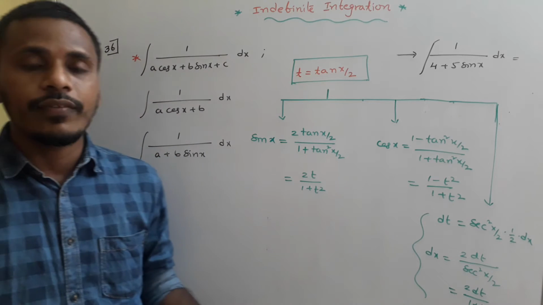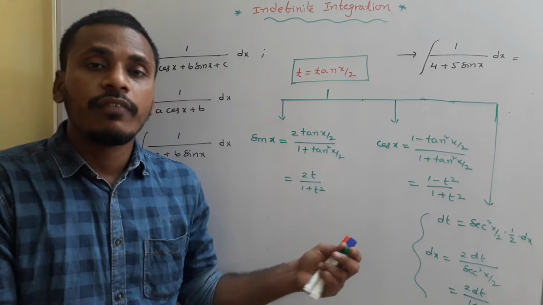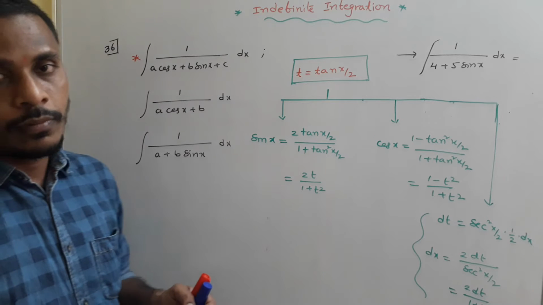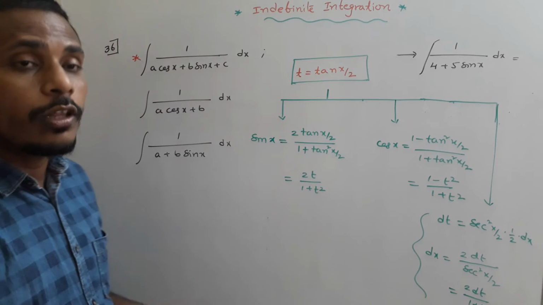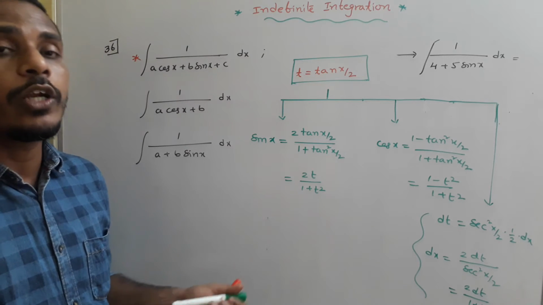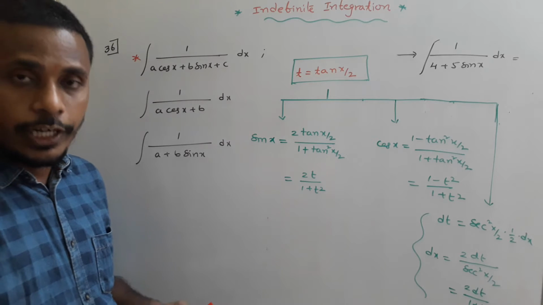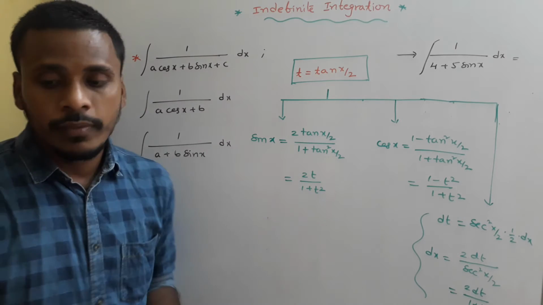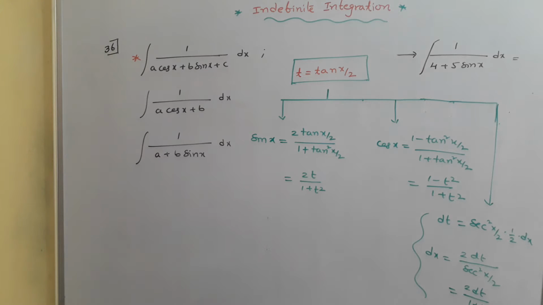Now try to convert the given problem completely in terms of t with this suitable substitution. Okay, now how the problem will become and how we need to solve, that's what we need to discuss. First of all, observe this, take a screenshot. I will erase this and then I will solve that particular problem. Integral 1 by 4 plus 5 sin x dx.